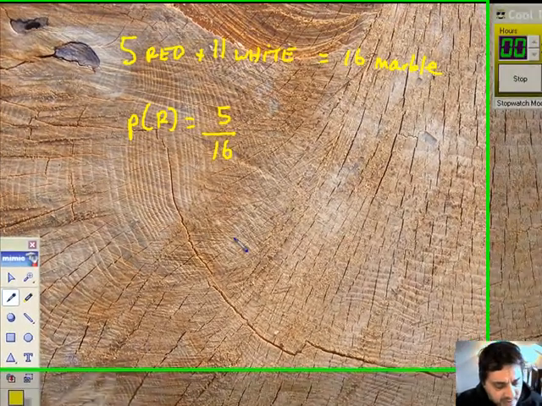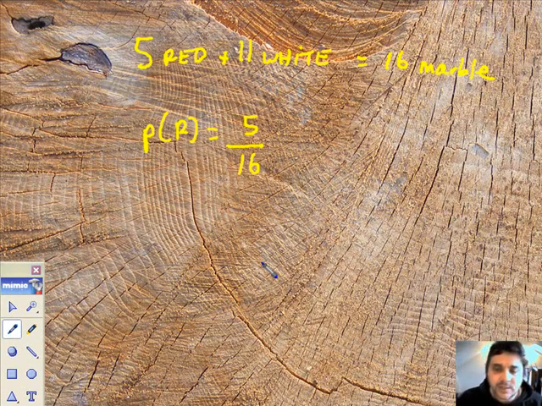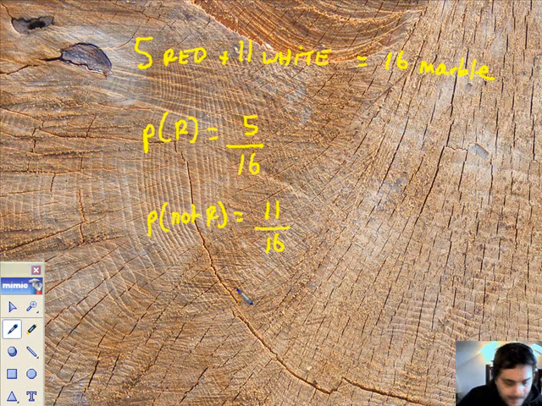What is the probability that it is not red? Well, the probability of not being red has to be these 11 white ones which are not red. So it's 11 out of the 16 that are there.